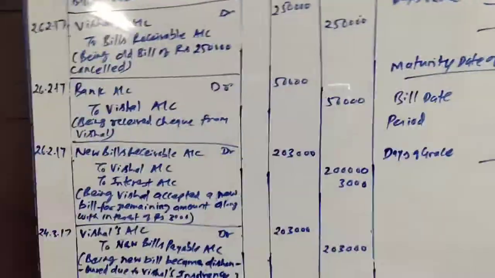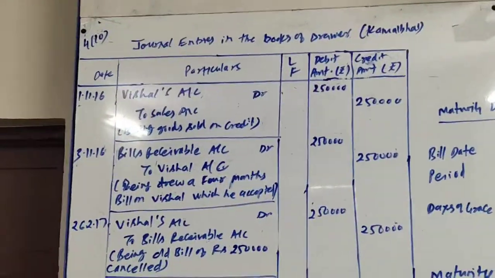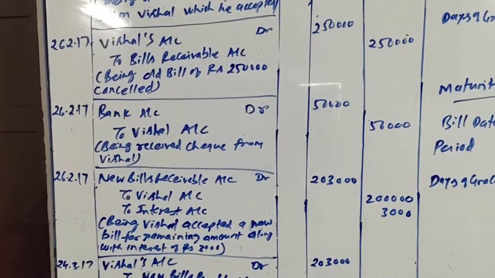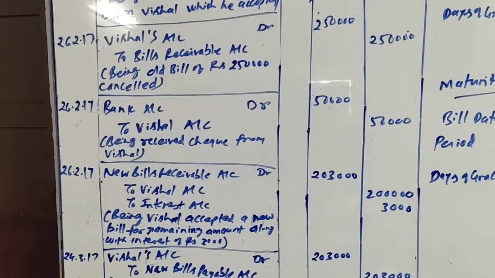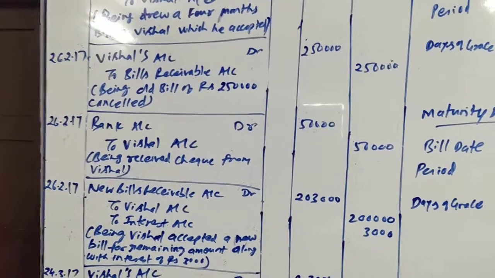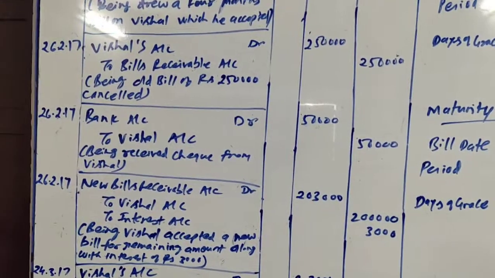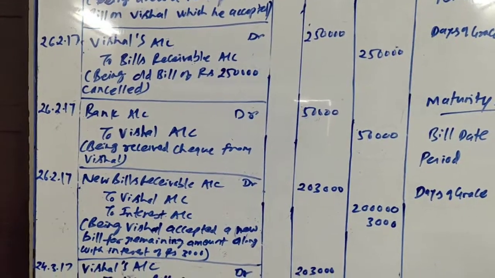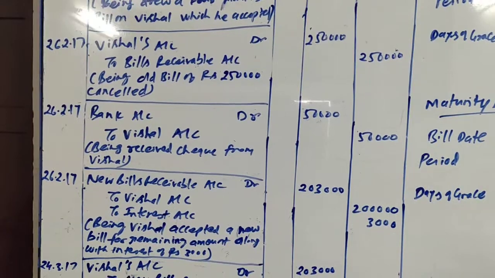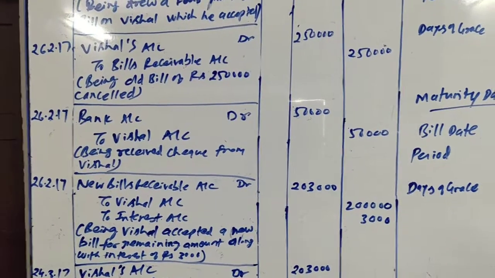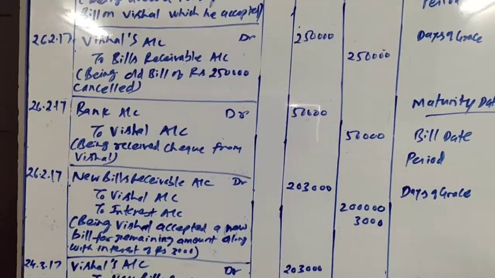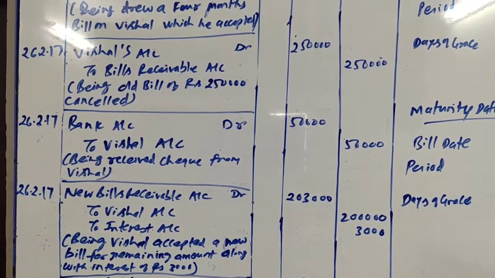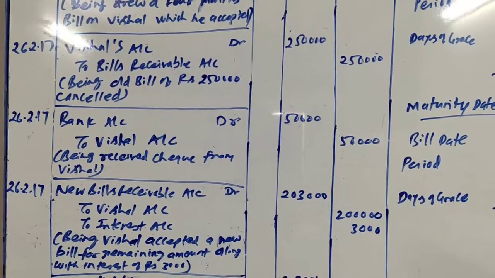So here it is in the books of Kamal Bhai. These three entries. First entry, on 26/2/2017, to cancel the old bill: Vishal account debit to bills receivable account, being old bill of rupees 2,50,000 is cancelled. Friends, against this 2,50,000, Vishal has given a check of rupees 50,000. So in the books of Kamal Bhai only, bank account debit to Vishal account 50,000.